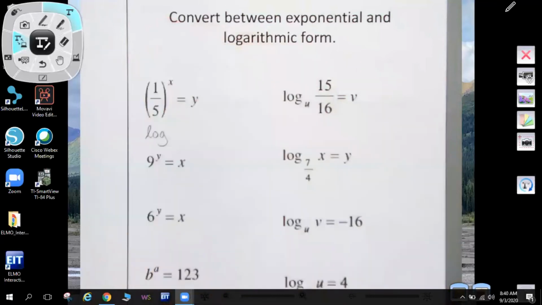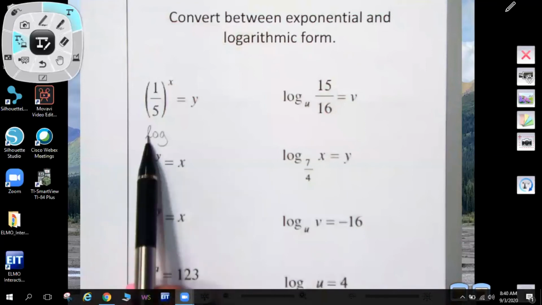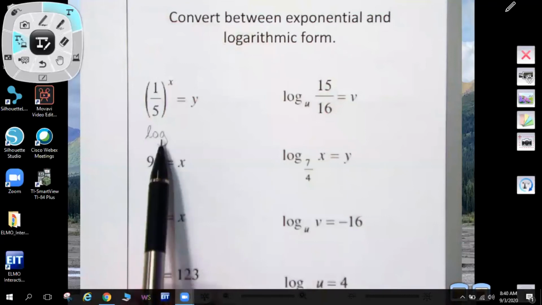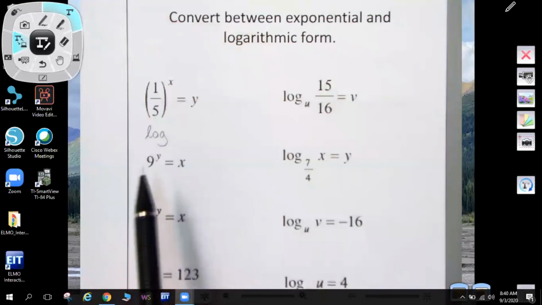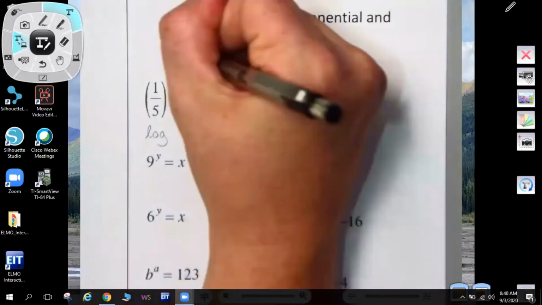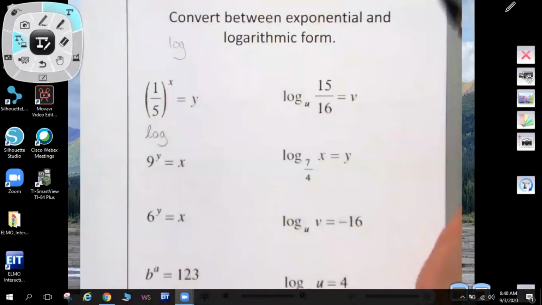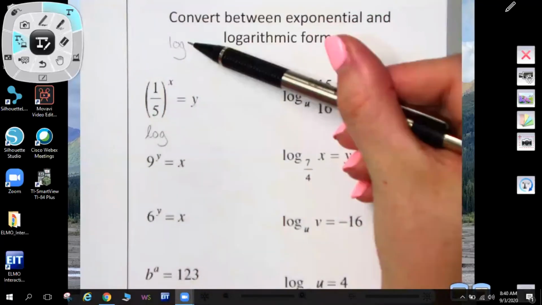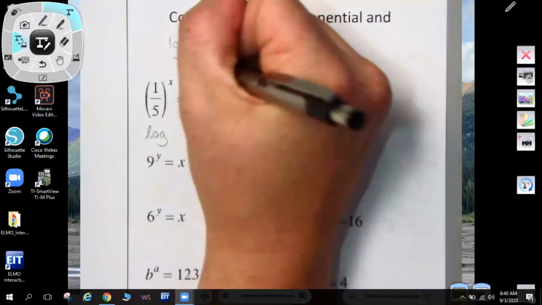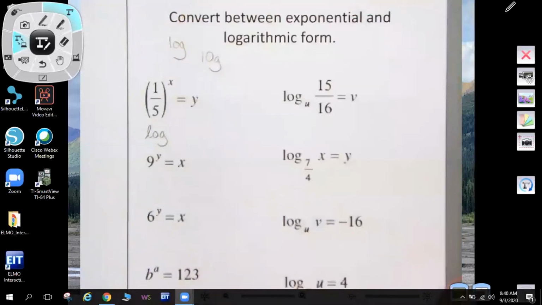And yes, I would prefer that you get into the habit of using a cursive L. You can write the whole thing in cursive if you want to, but at least the cursive L, because if you don't, then this log that you write could end up looking like 10g, which is a number with a variable instead of the log function. So just try to get into the habit of using the cursive L.